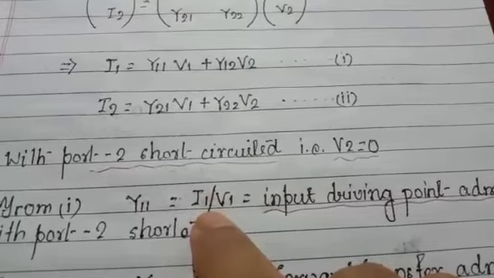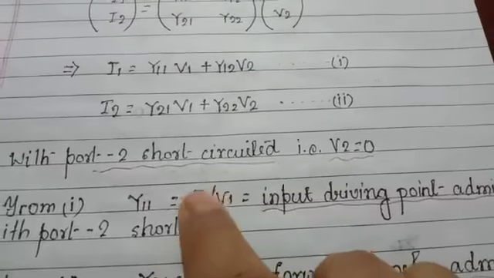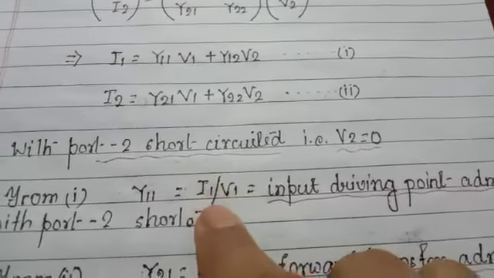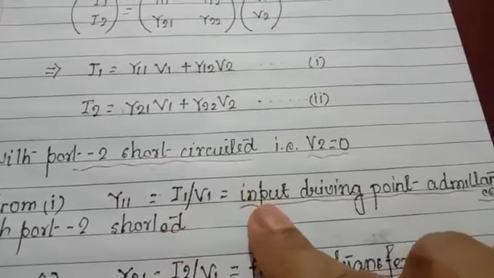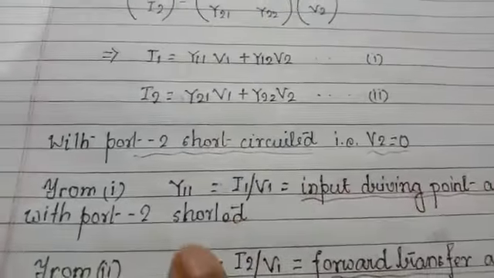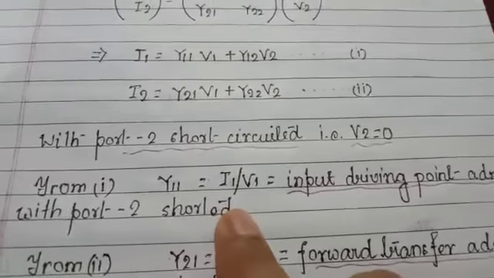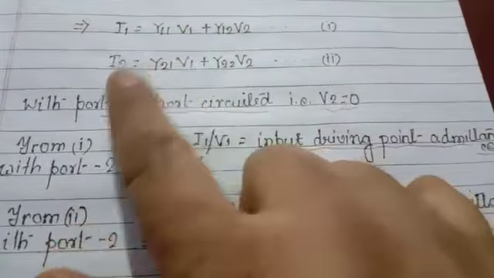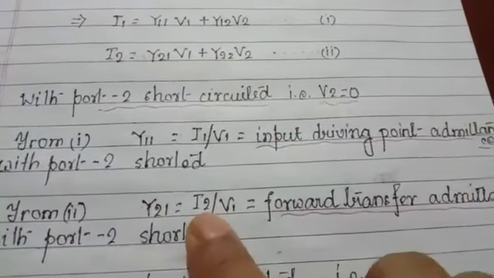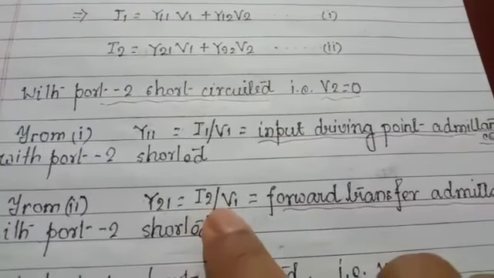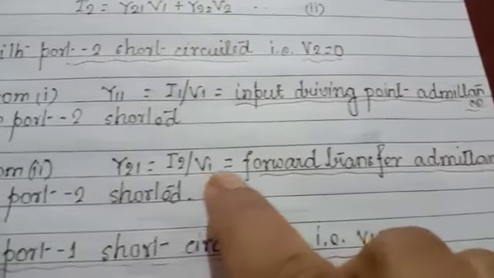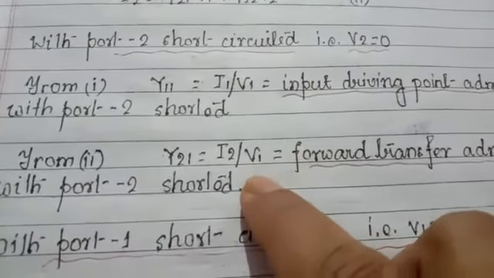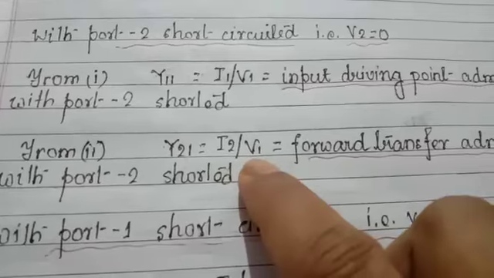involve the input port. So I1 by V1 is the input driving admittance with port 2 shorted. Similarly, Y21 is equal to I2 by V1, which is the forward transfer admittance with port 2 shorted, because this is also an admittance, I by V.